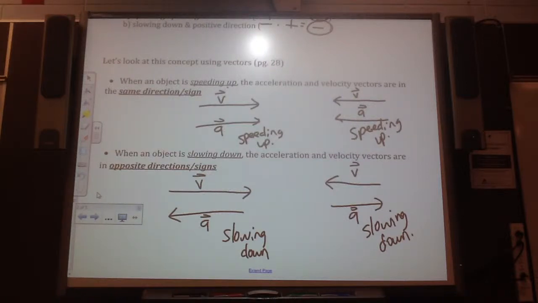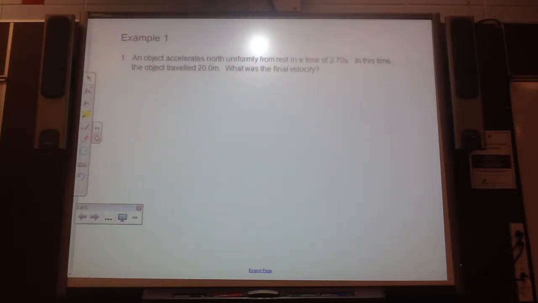Now let's do the examples. Let's do the math part. Some of you will like the math part better.